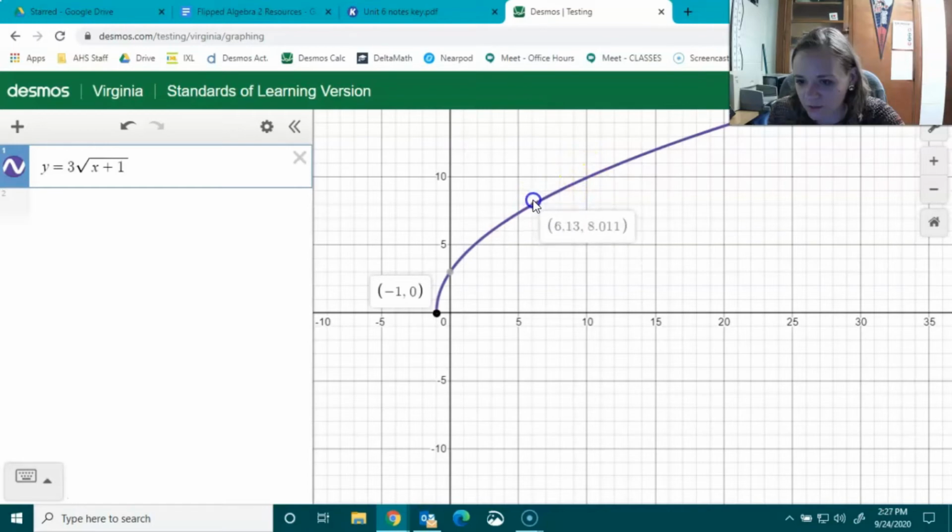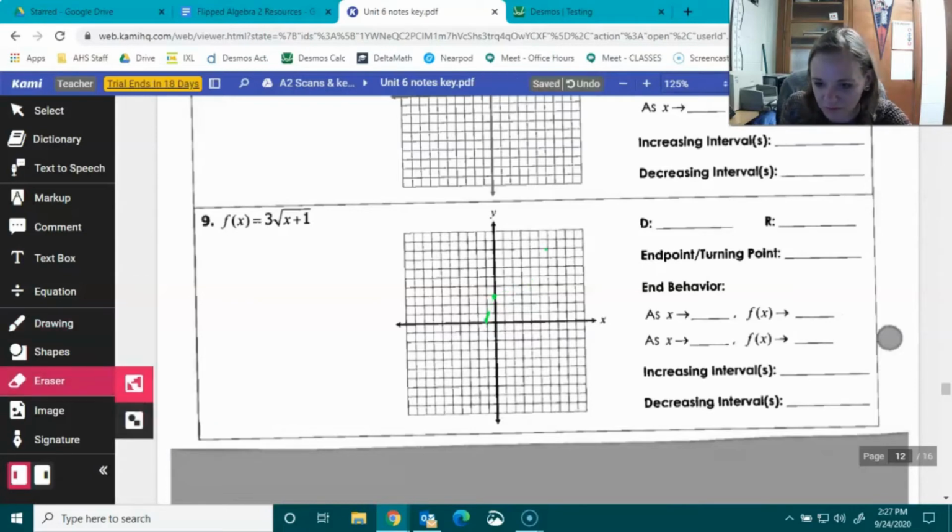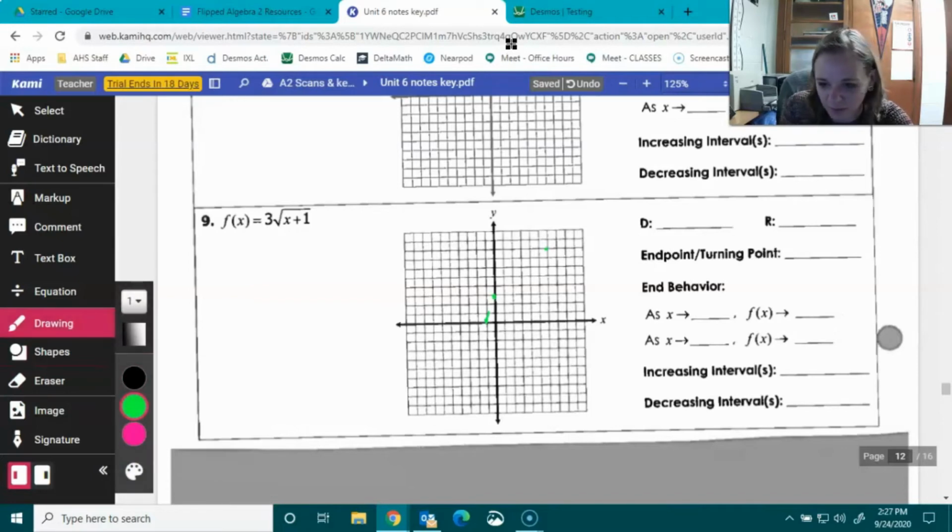Maybe about 6, 8. Really close to that. So just so that way I have 1, 2, 3, 4, 5, 6, 7, 8. Whoa. Yeah, I was a little bit off. So that way my graph is more accurate. The more points, the more accurate the graph will be.